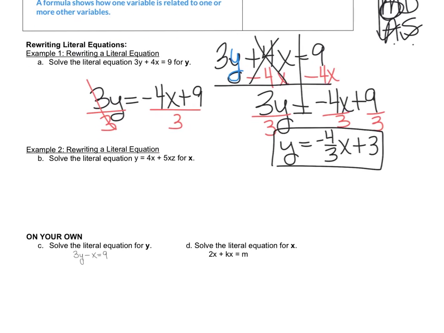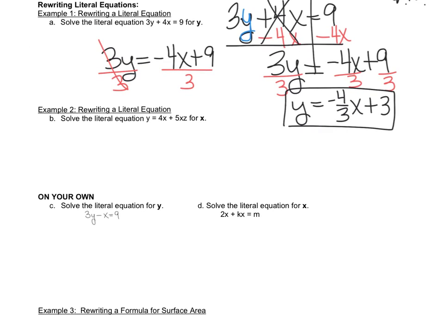Next problem, example 2. Rewrite the literal equation for x. You're used to getting y alone, but this time we need to get x alone. So we have y is equal to 4x plus 5xz. This time we have three different variables, as well as 3 terms. So here, if we get y equals, you might be confused because when you look at this, I have x here and I have x here. So how are we going to get x alone?